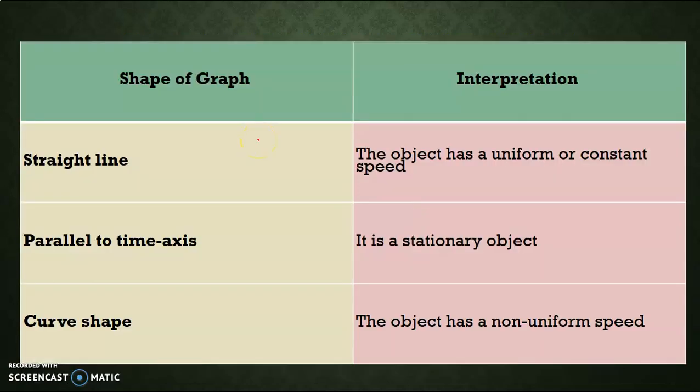These are the conclusion and interpretation. If the graph is a straight line, the object has uniform or constant speed. If the graph is parallel to the axis, the object is stationary. It means it is at rest. If the graph is curved, the object is non-uniform. Non-uniform means either the speed is increasing or decreasing.